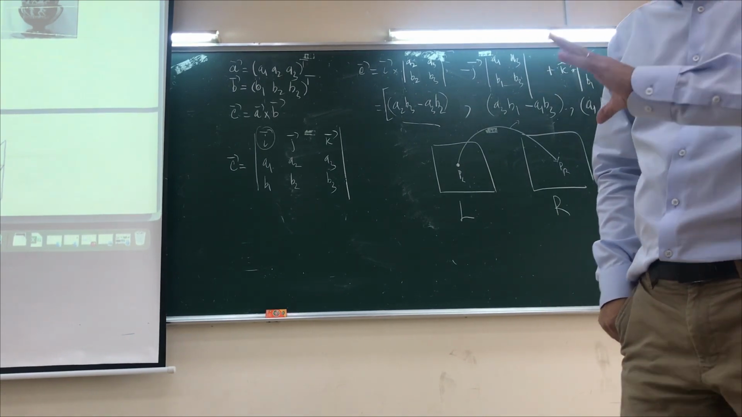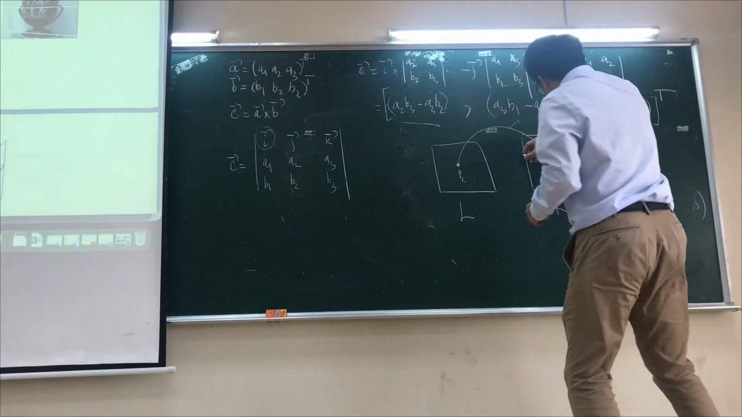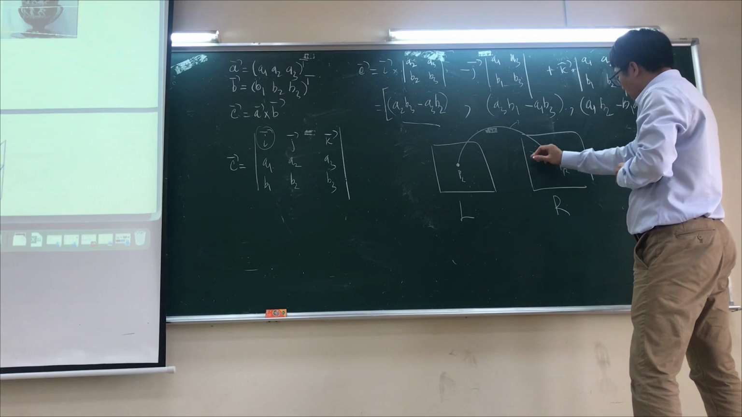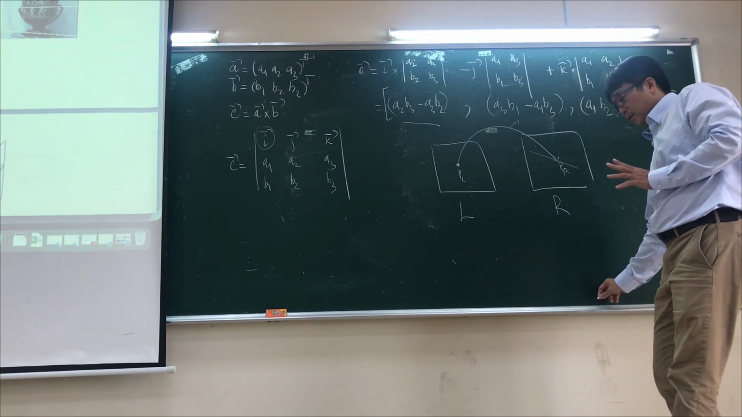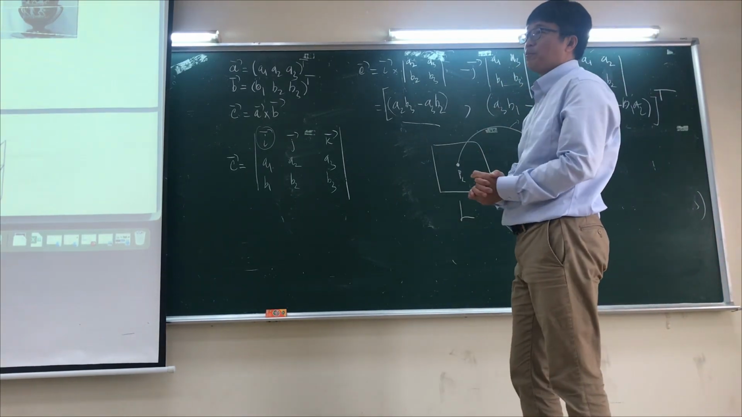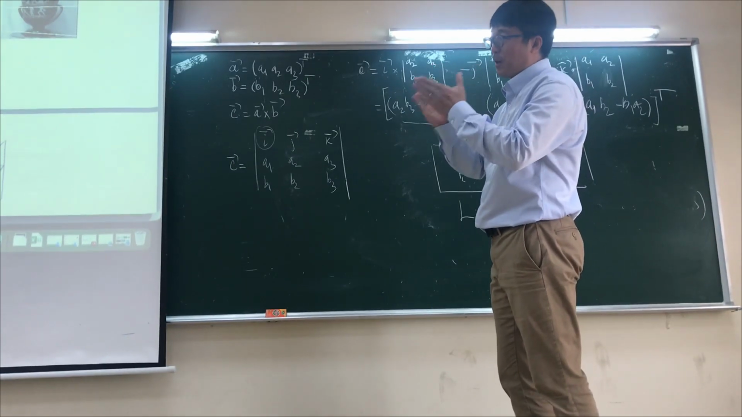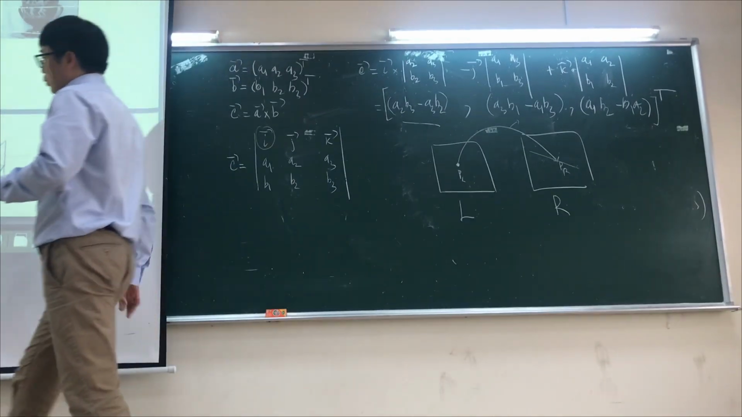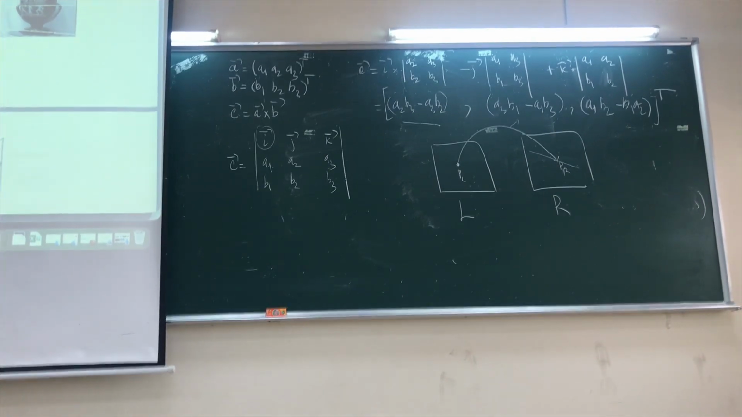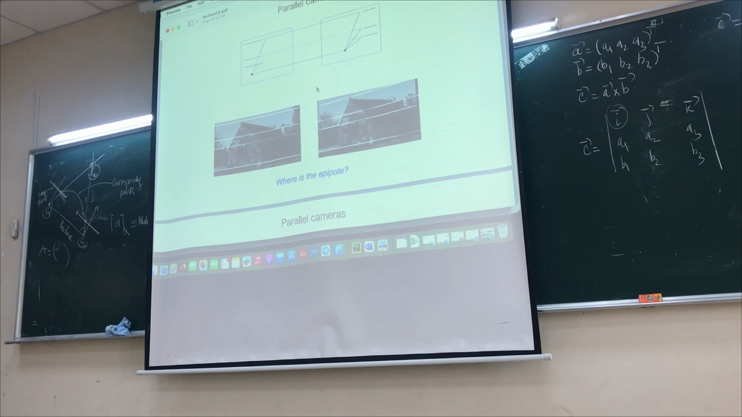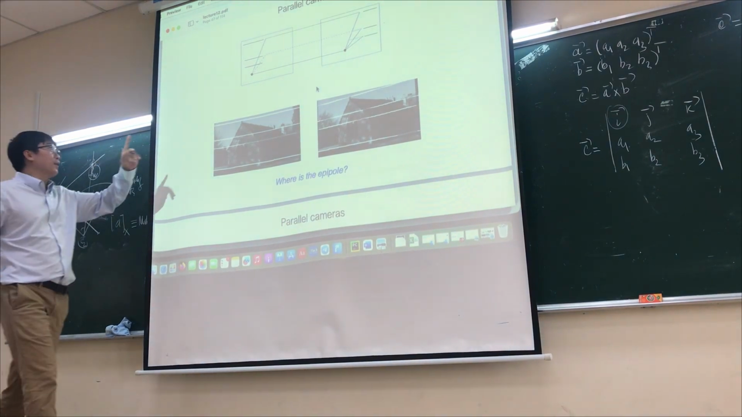You should search everywhere on the right. At least maybe some line, but you don't know which. Maybe some line around here, maybe everywhere. Now the question: what happens if the cameras are parallel? How to search for the correspondence? If the cameras are parallel, you can see it perfectly.